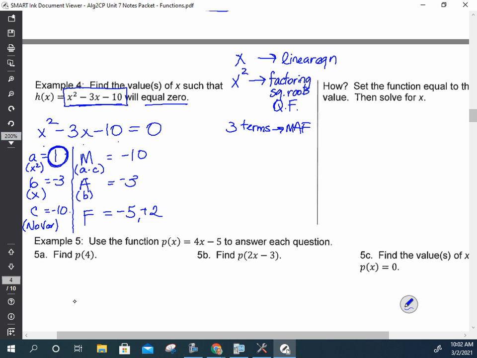Always divide by the A value. But if you divide by 1, nothing changes. So that means your factored form is x minus 5 and x plus 2 equals 0. Let me give a moment for some folks to catch up. Anyone with any questions before we continue?